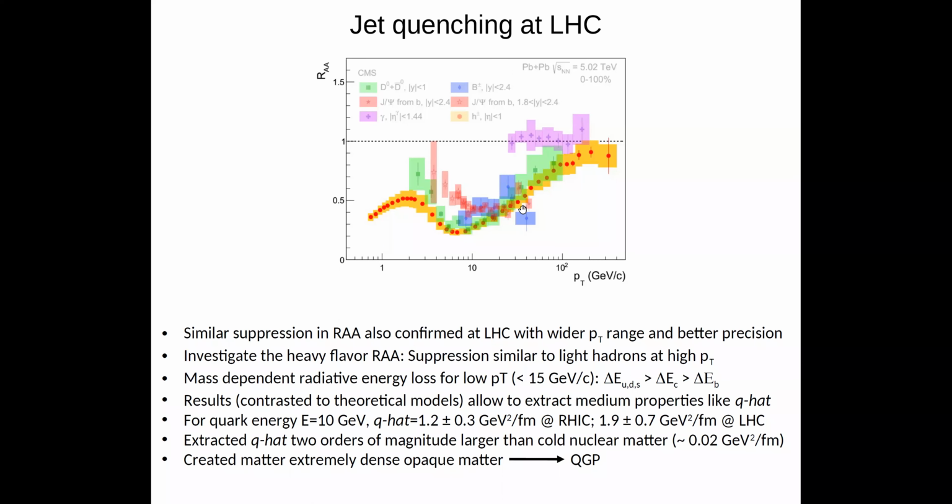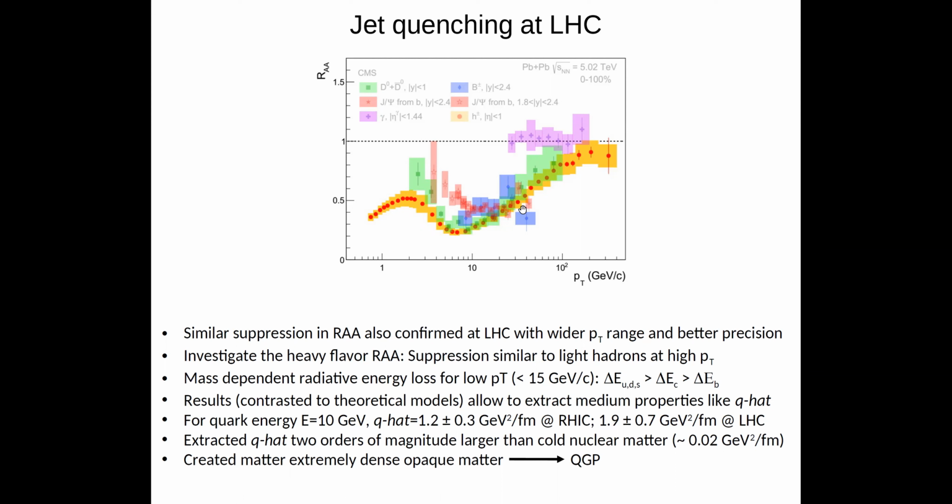What we have seen at LHC is similar suppression in RAA, also confirmed at LHC with a wider pT range. Because of higher energy, you can go to much higher pT range and with better precision. And we are also able to investigate the RAA for the heavy flavor hadrons, and suppression is similar to the light hadrons at high pT.